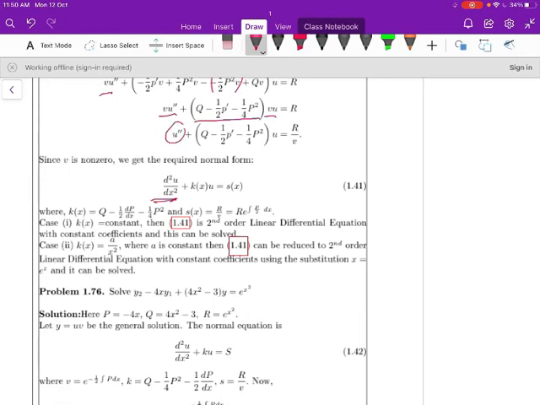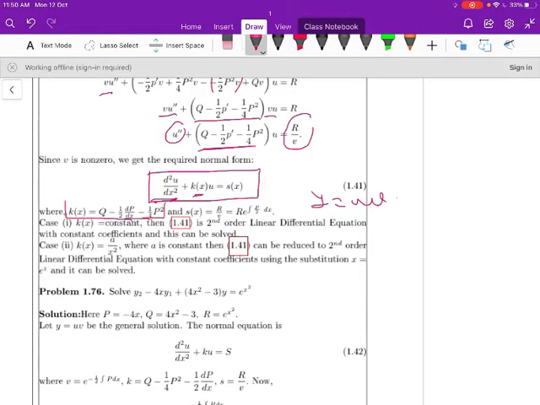So the above equation can be written with u double dash being d square u by dx square. So the coefficient of u is q minus half into p dash minus 1 by 4 into p square. That can be written as k of x into u is equal to s of x, where s of x is equal to r of x by v. So this is the required normal form of the given differential equation, obtained by eliminating the first derivative using the transformation y is equal to u into v.